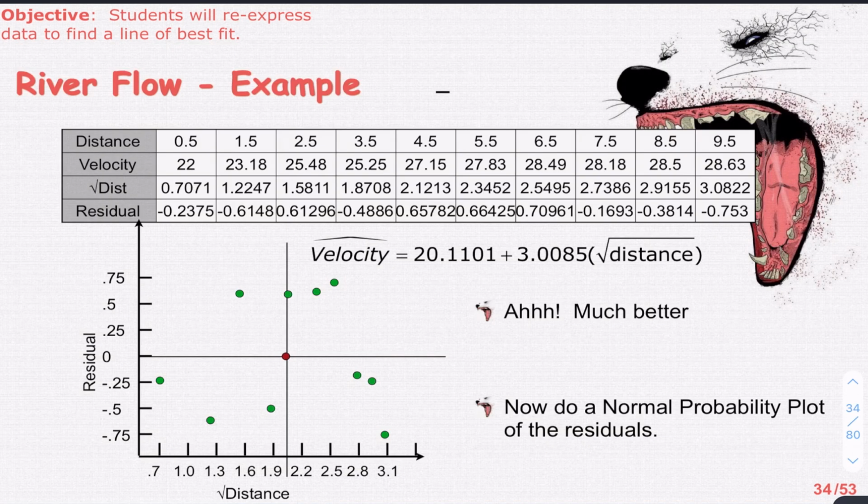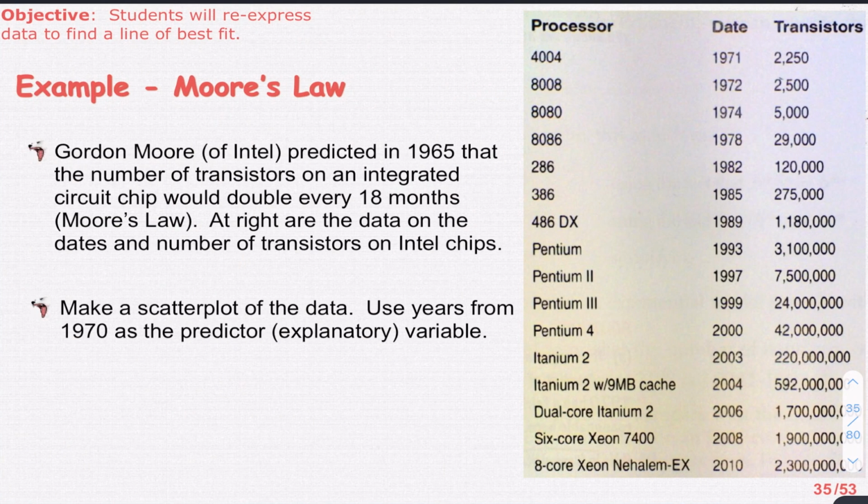So as we went through this problem, we looked at the basic graph. We saw that a line wasn't a very good fit because the residuals were definitely curved. We took the square root of the distance values and saw that it was a much better example. We're going to do one more problem, and this involves Moore's law.